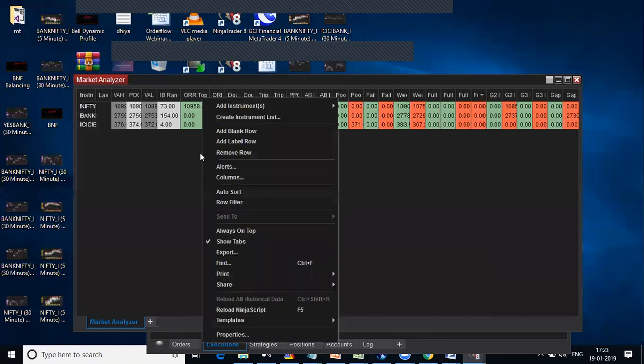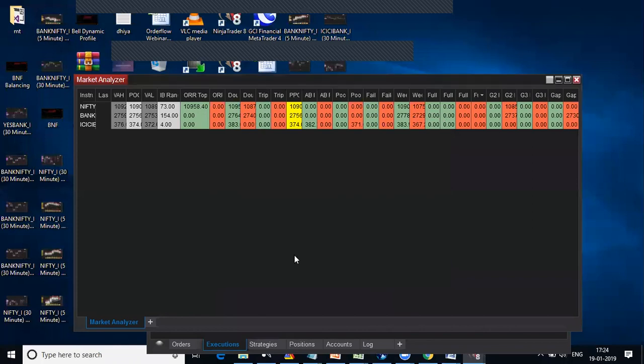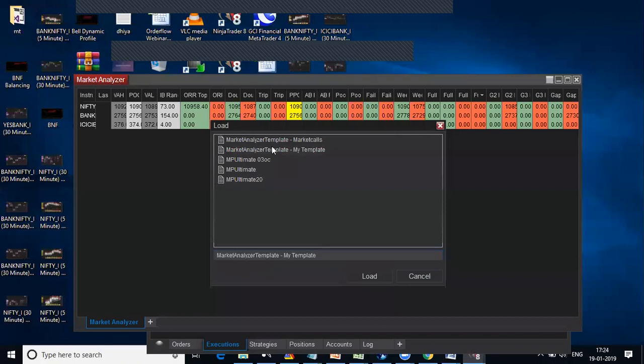And likewise, now you can save this as a template. Go to template, save as. So next time you don't need to do the same settings. So let's say this is my template. You give a name. So next time you open all the charts, all the settings, whatever you have done, everything will be appearing without redoing all these parameter workouts. The next time you open a market analyzer, right click, go to template, load, and select my market analyzer, my template, and load it. Automatically all the levels will come.